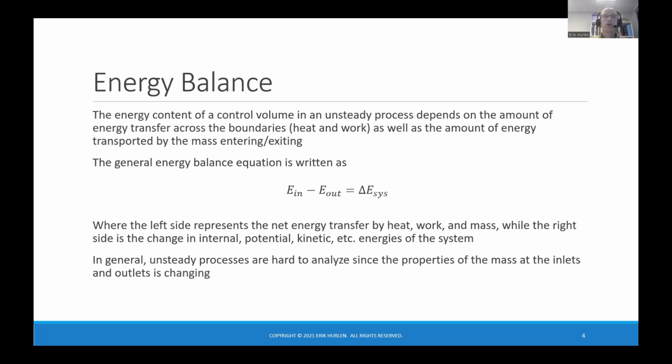In general form, the change in energy of the system is equal to the difference in the energy in and out. The left side here encompasses not only everything we dealt with in the last video, heat, work, potential energy, and kinetic energy, but now also any mass flow energy. And last video, the right side of this equation was 0, and now it may not be.